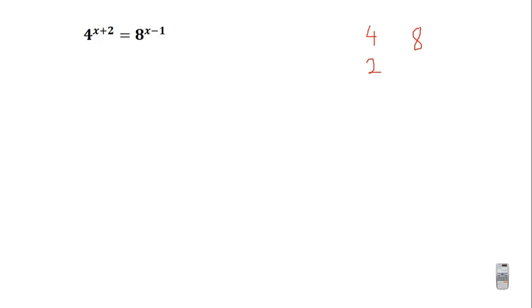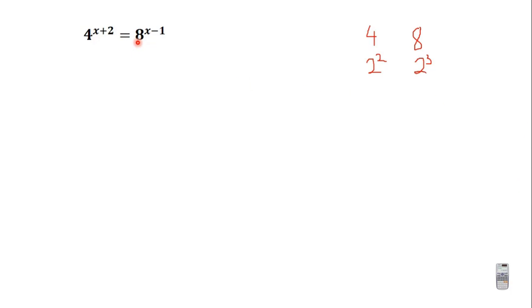2 exponent 2 will give us 4. 2 exponent 3 will give us 8. So you see, if we use 2 exponent 2 for 4 and we use 2 exponent 3 for 8, both the term on the left hand side and the term on the right hand side will have the same base, and that is what we want to achieve. So the main goal here, as I've been saying all along, is to make sure that the term on the left hand side and the term on the right hand side has the same base.